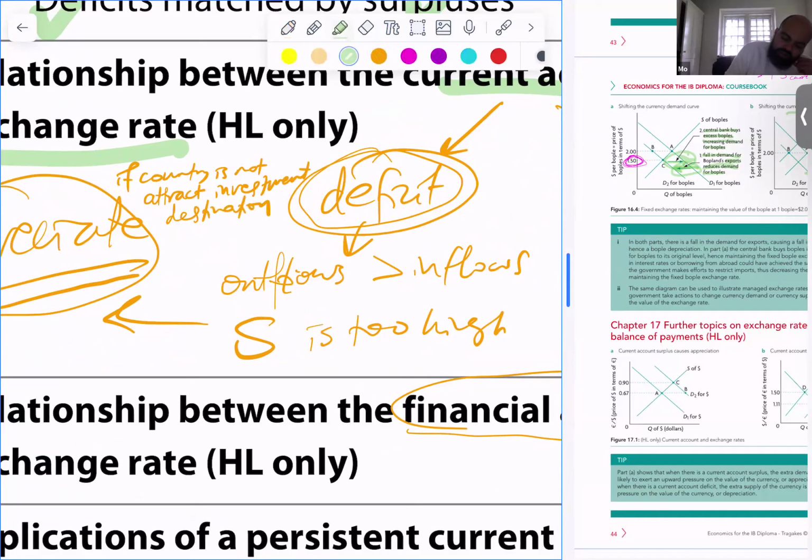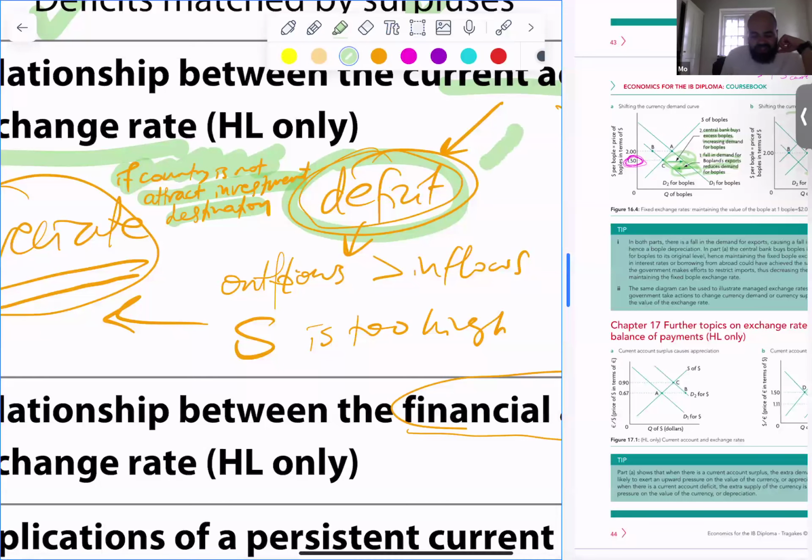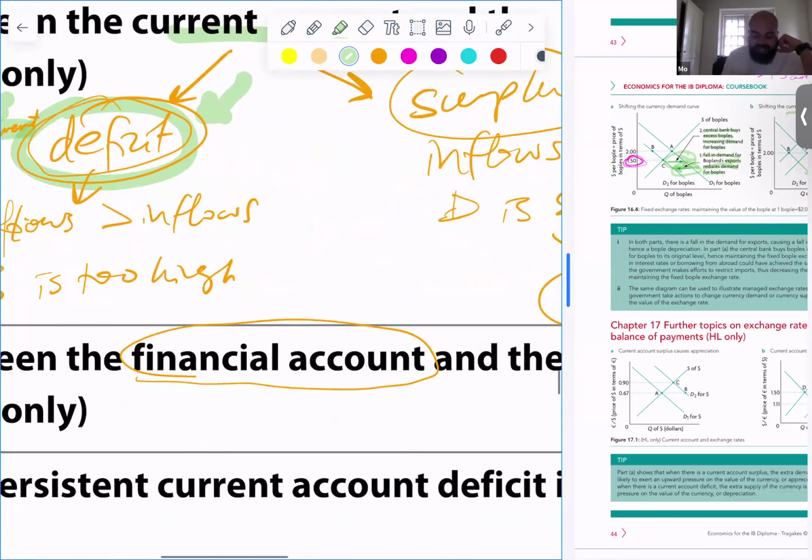Okay, so your currency will depreciate if your country is not an attractive investment destination and there's a deficit. Why? Because if your country is an attractive investment destination, you might be attracting so much foreign investment that even though you have a deficit on the current account, your currency is appreciating. Why? Because what's happening here is the financial account.